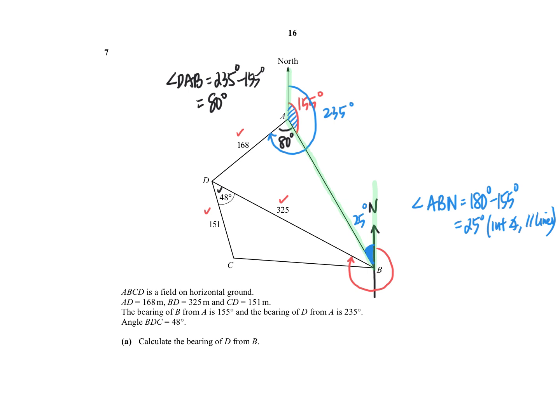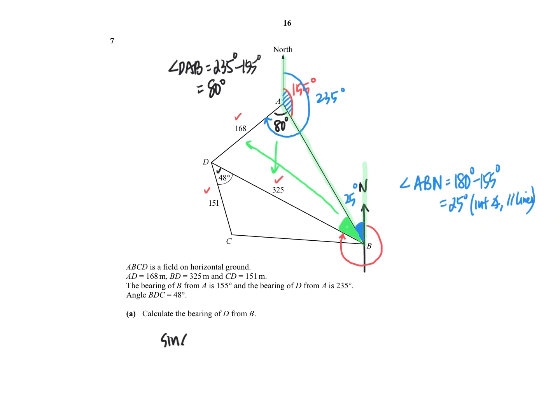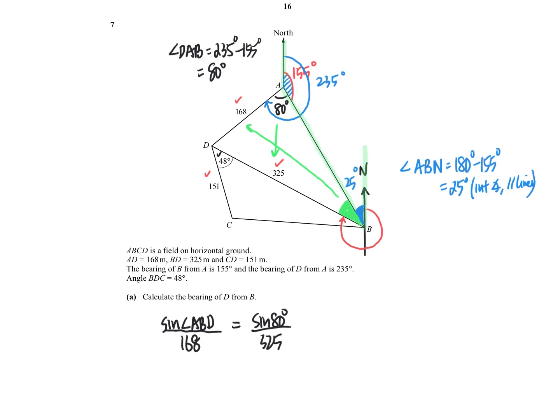All I need is the green angle here, because once I have that, I can find the bearing. If you look at the triangle, there are two pairs, so sine rule is the key. I write down sine rule: sine of the angle ABD over 168 is sine of the angle 80 over 325. So go and find the angle ABD. Cross multiply.